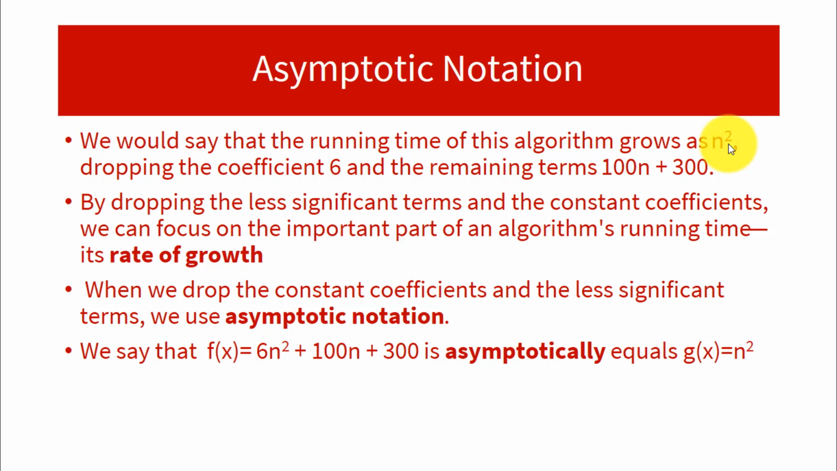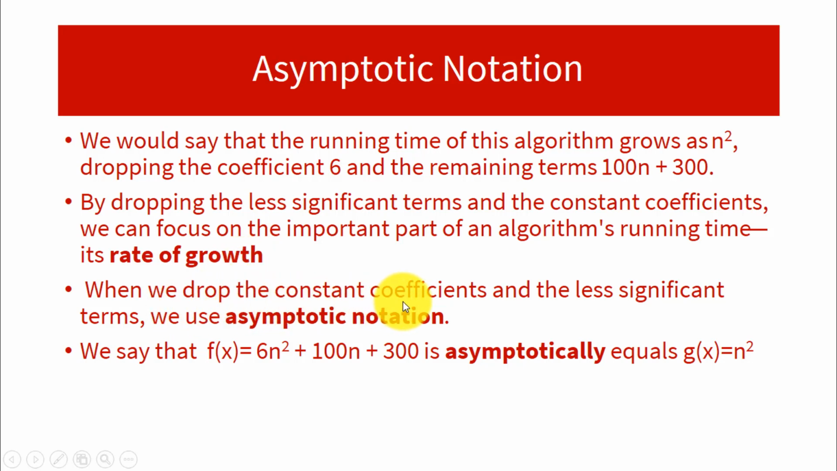So if the size of the array is 1 trillion, for example, these two terms, 100n plus 300, are almost negligible. And even the coefficient 6 doesn't matter, because it's a constant, it remains constant. We have to focus on the n squared term, because when you square something, it grows much faster. So by dropping the less significant terms, which in this case is 100n plus 300, and constant coefficients, which was 6 before n squared, we can focus on the important part of the algorithm's running time, its rate of growth, as I mentioned before.